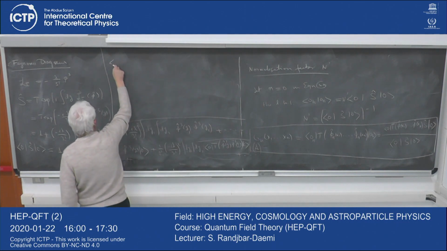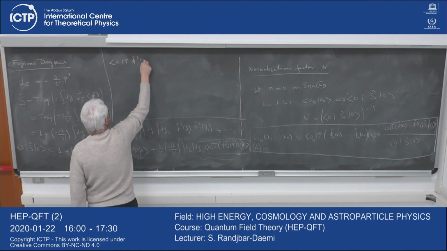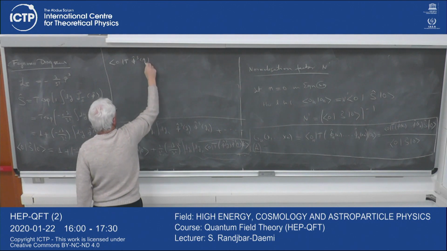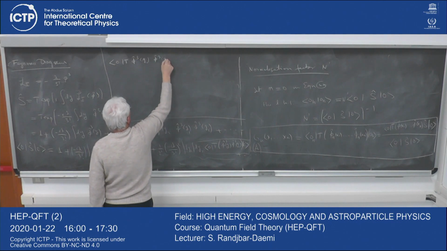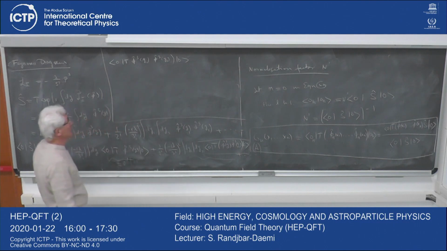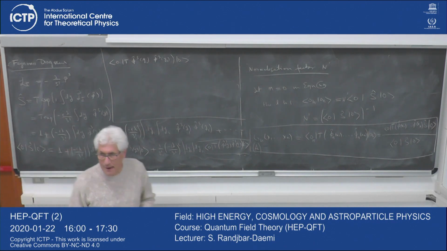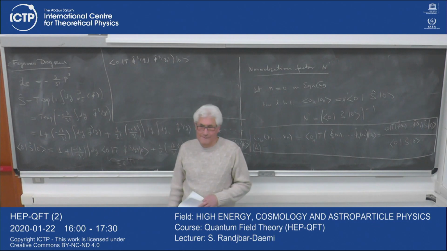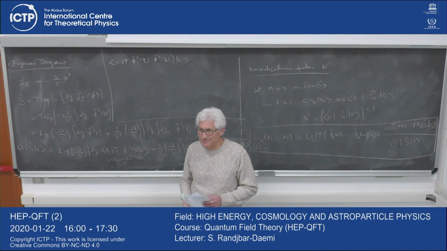So, up to this order, the only thing you need to calculate is this. How do you calculate such things? How do you calculate? What's Wick's theorem?